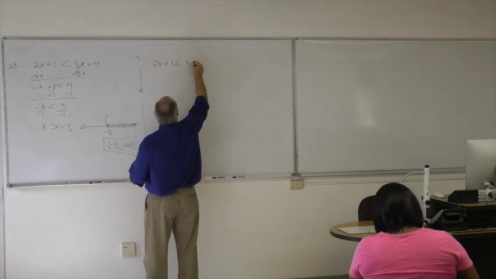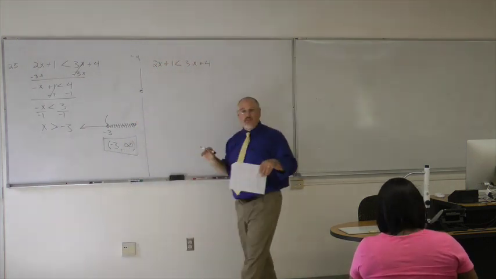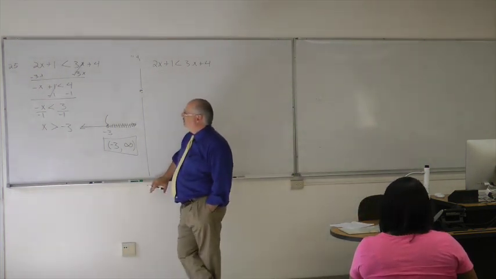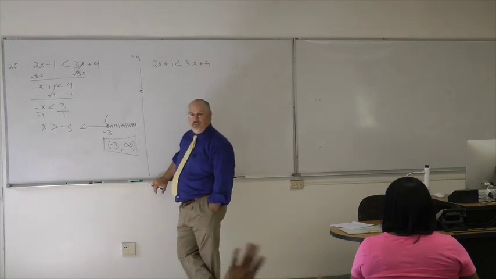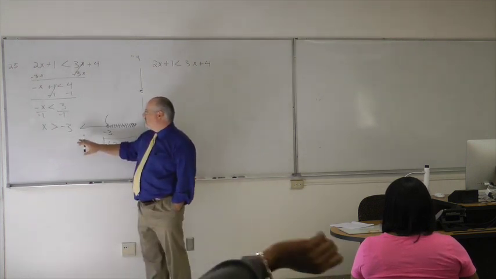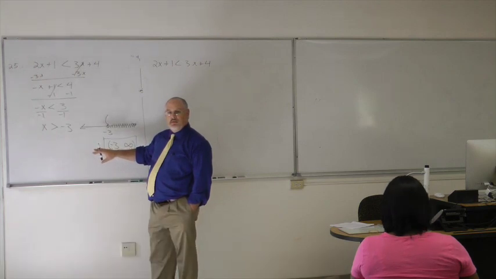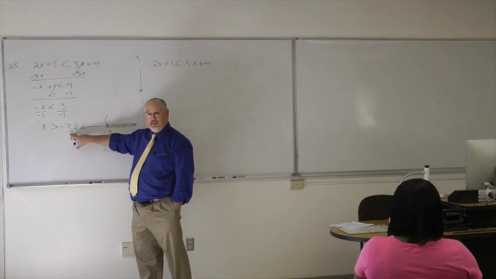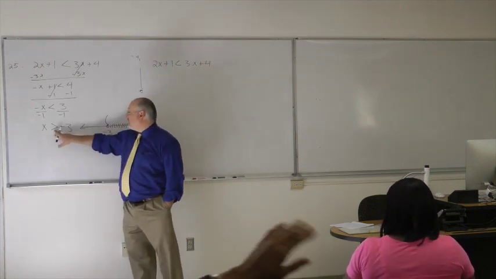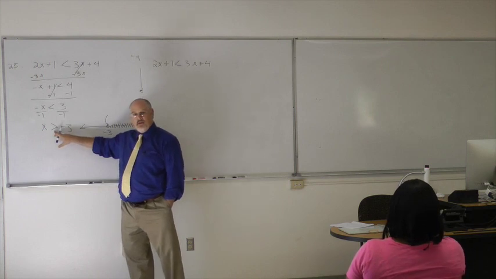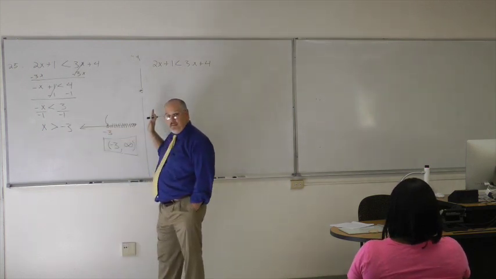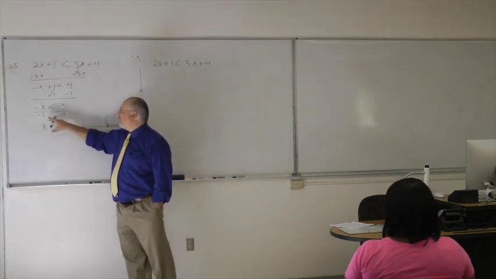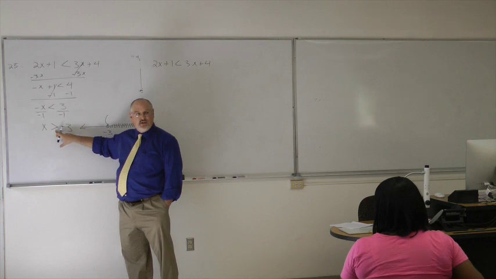Did someone say something or have a question? Why is it a negative 3? No, because it's greater than. X is greater than. Greater than is always to the right. And it's greater than because when you divide here by a negative, you have to switch the direction of the inequality.